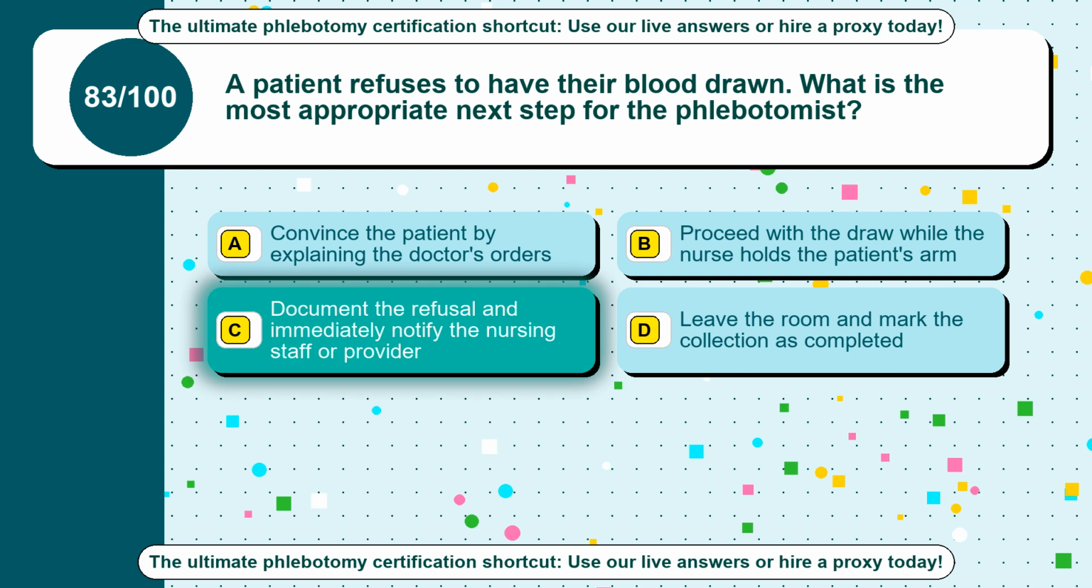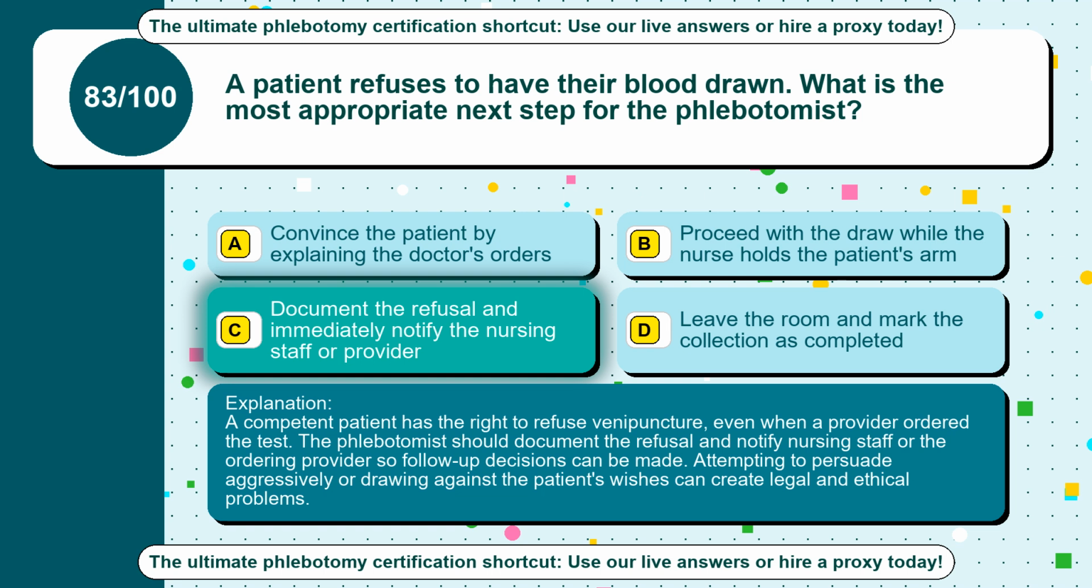The correct answer is option C, document the refusal and immediately notify the nursing staff or provider. A competent patient has the right to refuse venipuncture, even when a provider ordered the test. The phlebotomist should document the refusal and notify nursing staff or the ordering provider so follow-up decisions can be made. Attempting to persuade aggressively or drawing against the patient's wishes can create legal and ethical problems.